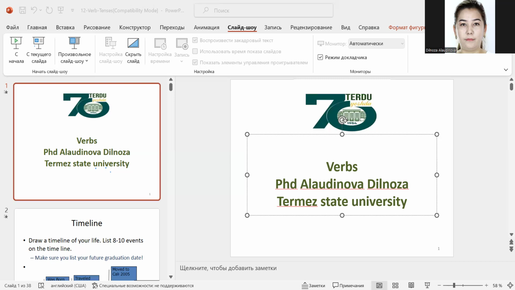Simple past. We use the simple past to indicate exactly when an action or event took place in the past. I visited my sister yesterday. We went out to dinner last night.